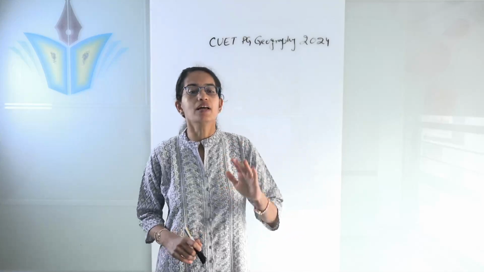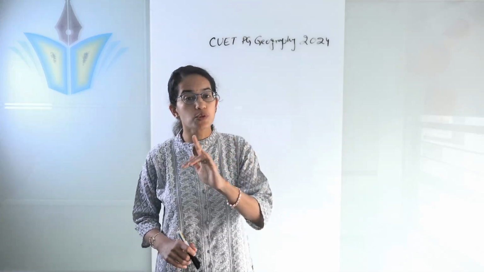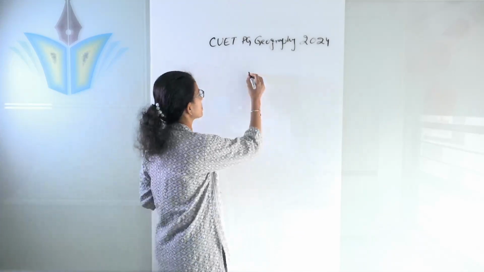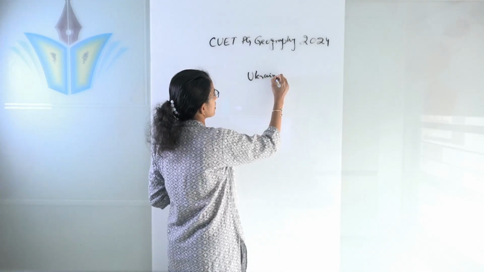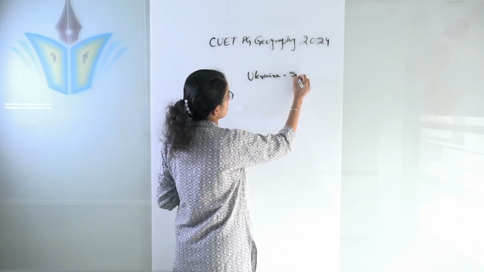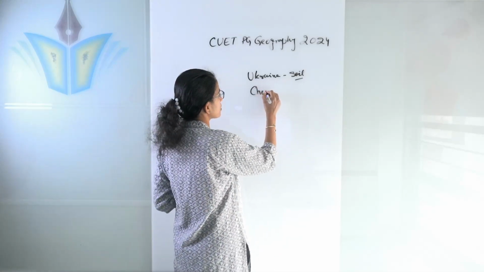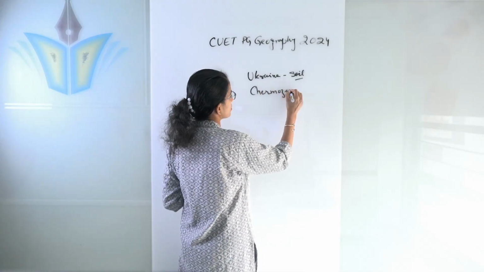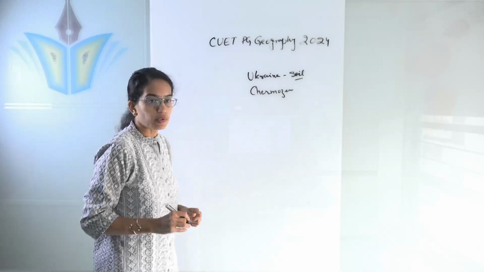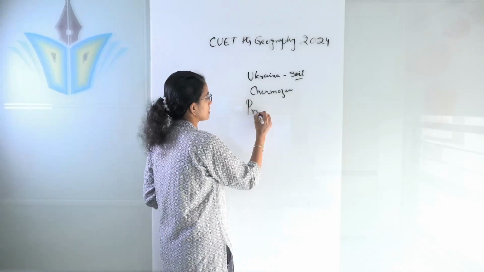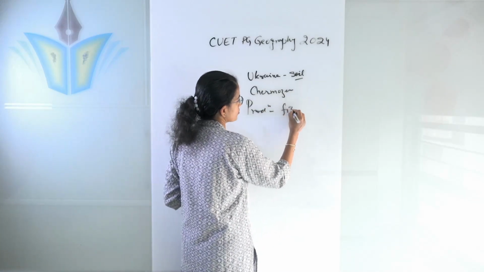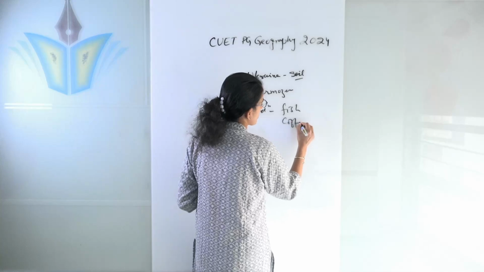For example, the soil classification of Ukraine was asked. Since Ukraine is in news these days, a question was related to the soil of Ukraine. Similarly, there was another question on soil which was talking about the Chernozem soil. There were questions pertaining to production, the highest in terms of fish production, coffee production.